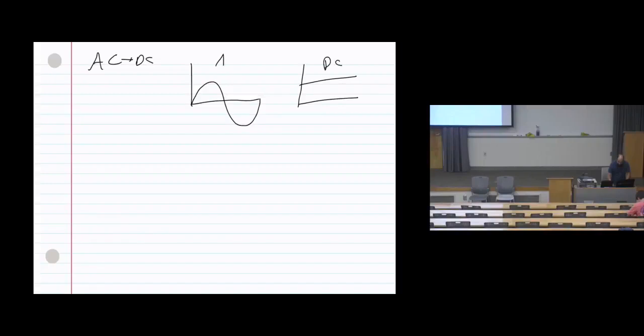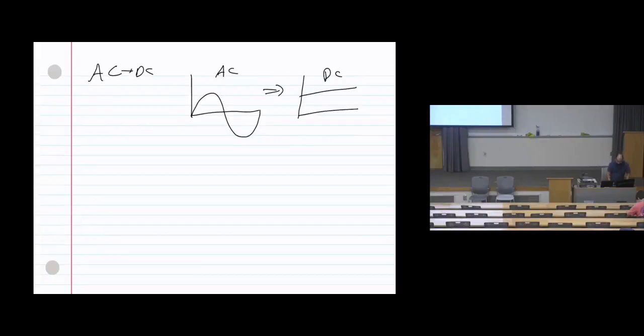Now, I said that we can do the conversion AC to DC or DC to AC using power electronics. So let's talk about the concept: how can I convert AC to DC? How can I make this conversion? AC is a sinusoidal waveform, DC is constant. How can I convert this waveform to this waveform?